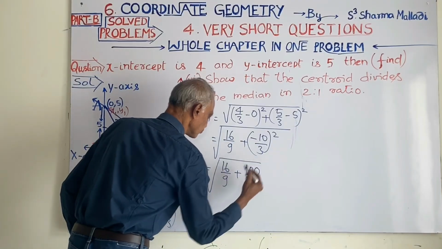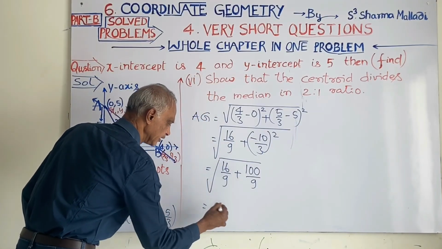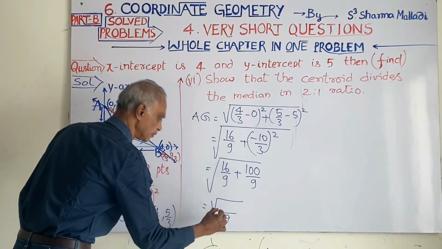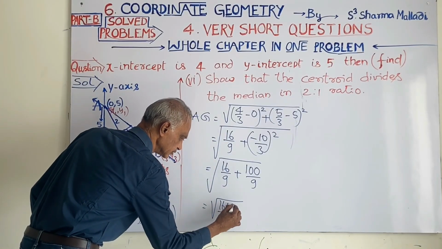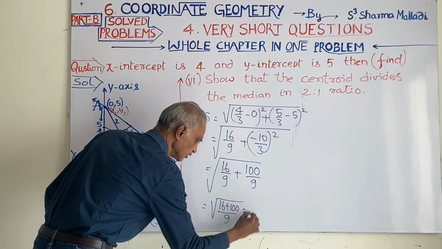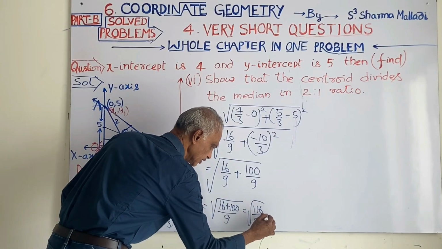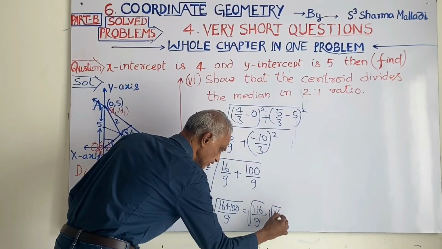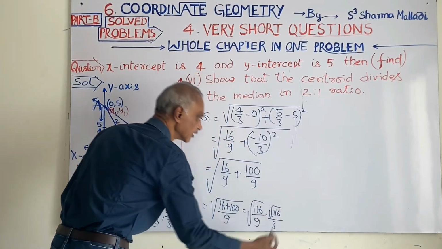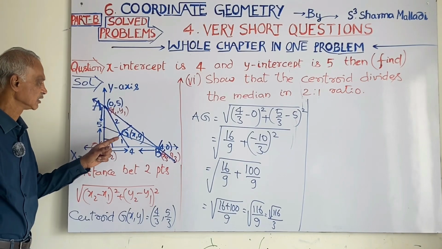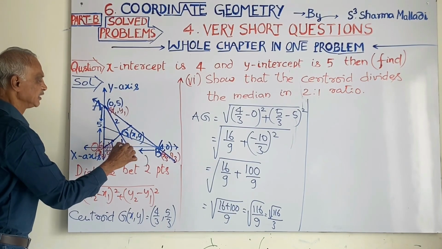Square root. Next you take LCM. 9 is the LCM. You will get 16 plus 100. You will get root 116 by 9. It can be written as root 116 by 3. Next, find the distance between G and the midpoint.